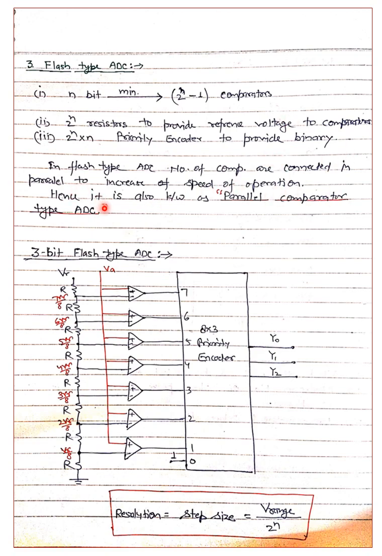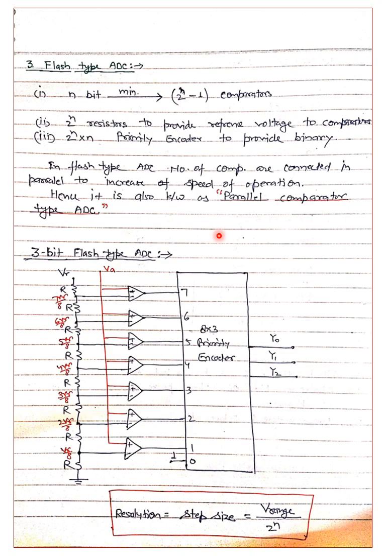So in a flash type ADC, a number of comparators are connected in parallel to increase the speed of operation. Hence, it is also known as parallel comparator type analog to digital converter.